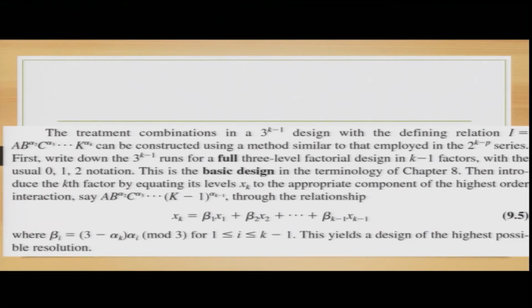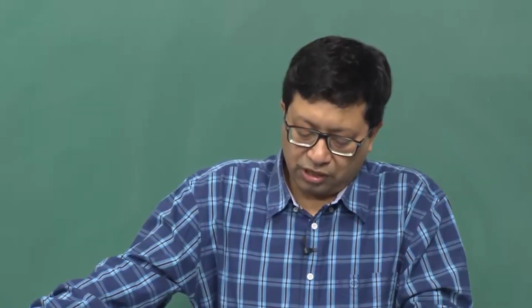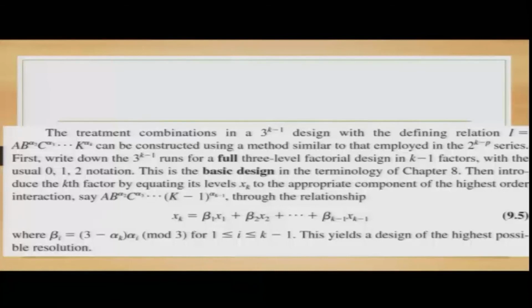First, we write down the 3 to the power k minus 1 runs for a full 3 level factorial design in k minus 1 factors with the usual 0, 1, 2 notations. The 0, 1, 2 notations are basically the levels of each variable, that is low, medium, high. This is the basic design in the terminology. Then we introduce the kth factor by equating xk to the appropriate component of the highest order interaction. Based on that we have the equation like this.